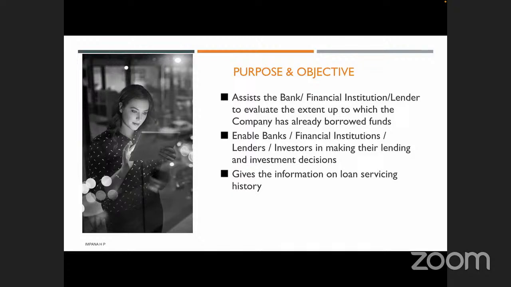So this will help a bank in deciding. Let's assume a bank is planning to give about 50 crore, and they see that the property the company is planning to give as security for that loan is already hypothecated with another lender. The same property is worth about 100 crore, and the loan already taken is about 70 crore.